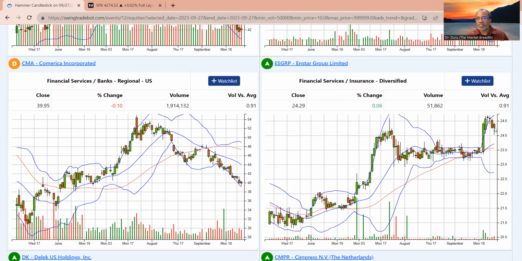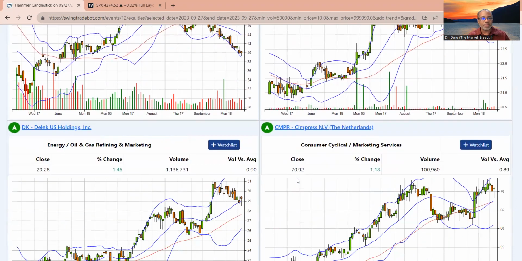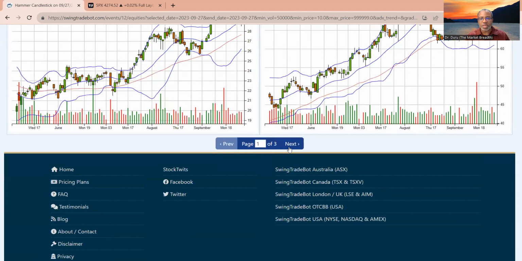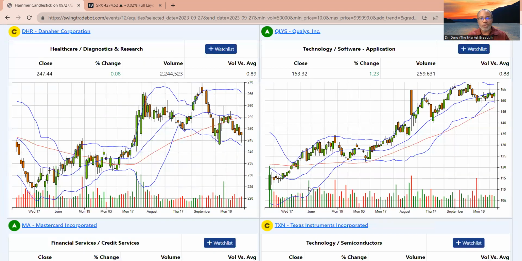ESGRP. Sometimes on these scans, hammers and other patterns will show up that don't really meet the criteria, meaning that the hammer is signifying the end of some kind of significant downtrend. I wouldn't call this a significant downtrend, so I don't really see much to trade there unless this qualifies for some other scan. DK, yeah, it's the 20-day moving average. Not a lot up there. I'll just go ahead and skip that. Oh, and it's energy and oil anyway. I'm not putting those on the list. CMPR, again, this is not a hammer at the end of a nice downtrend, so nothing to trade there for me. Let's go next. I'm going to go a little faster here.